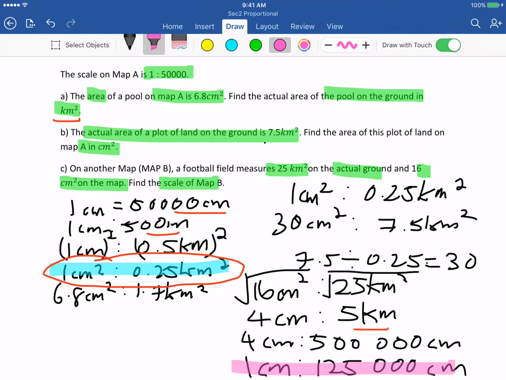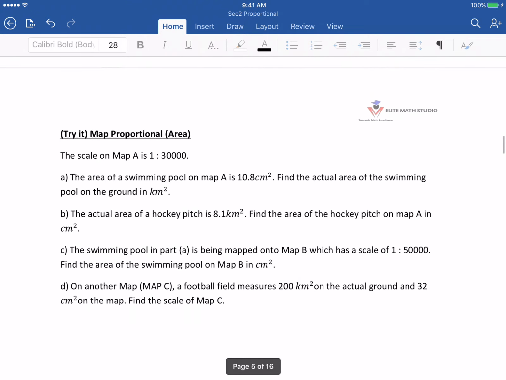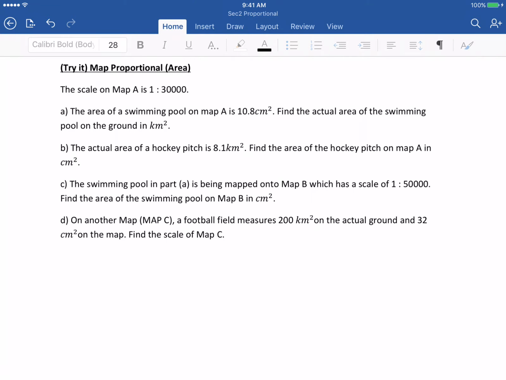Okay, can? So let's move on to the next question. The next question is something like it. So I will actually require you to pause and try to do it yourself. Any doubts, please refer to the previous example to help you. Okay, as what I told you before, actual distance, be it how many maps are there, be it 2 maps, 3 maps, 4 maps, or 5 maps, the actual distance and the actual area will not change.